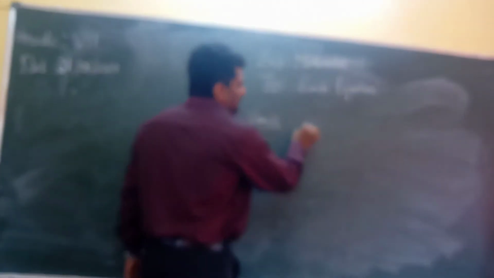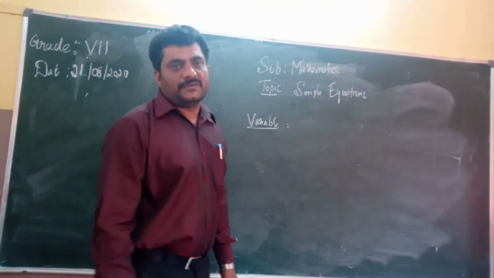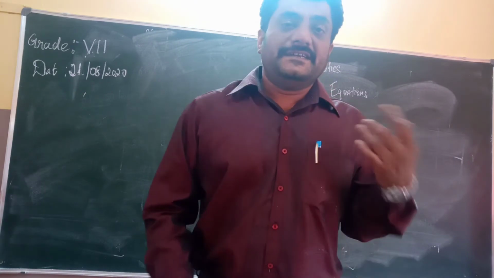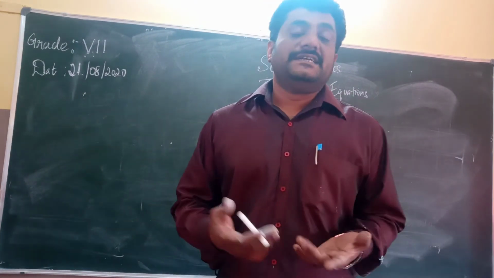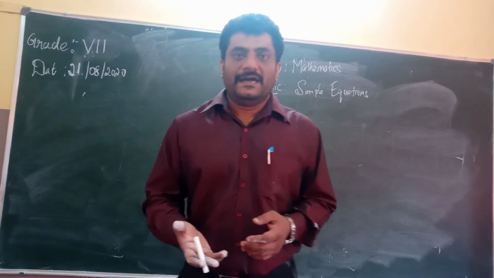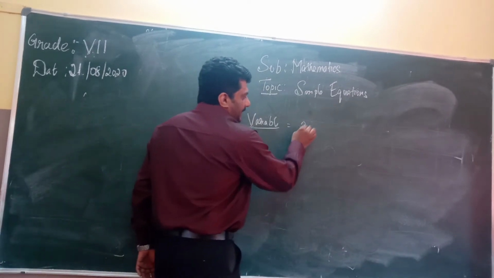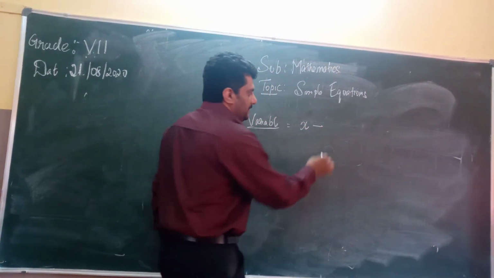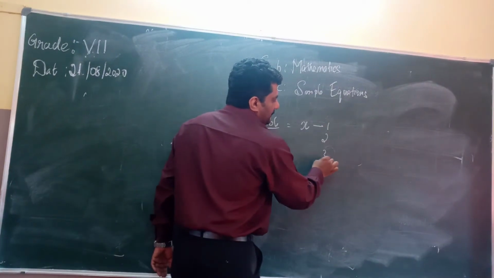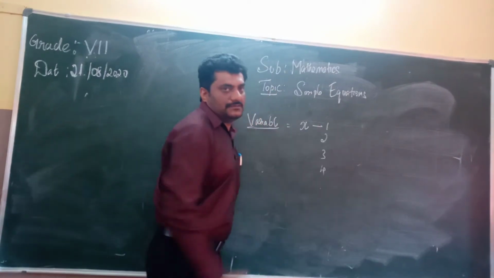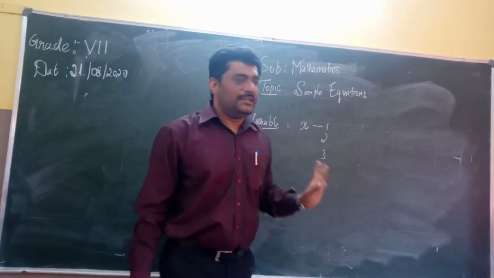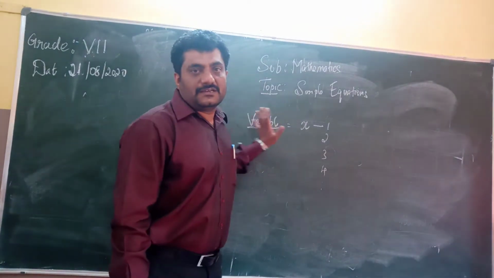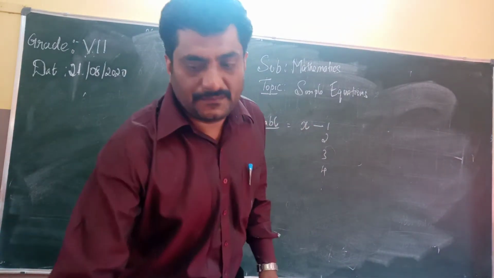A variable is nothing but a letter which appears with the number. Why is it called a variable? Because it does not have a definite value. If I tell you x is a variable, we can give this any number. I can give 1, 2, 3, 4 and so on. It does not have any definite value. That is the reason we are calling this a variable.